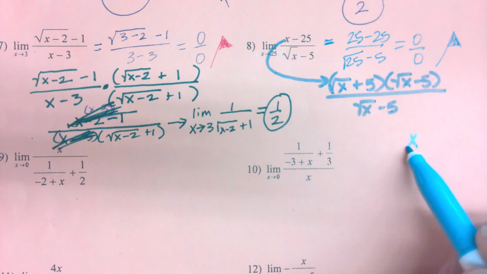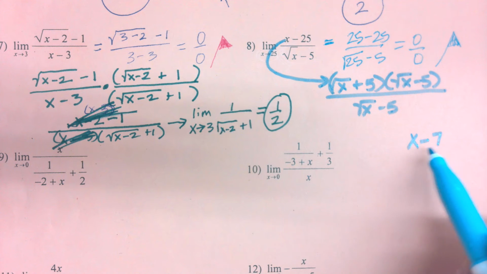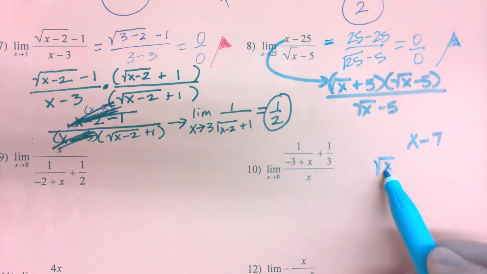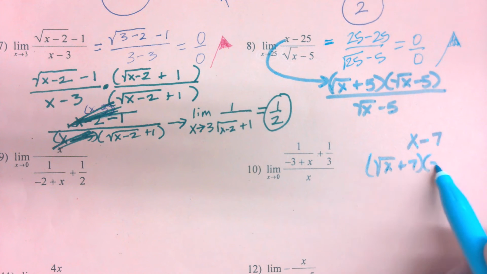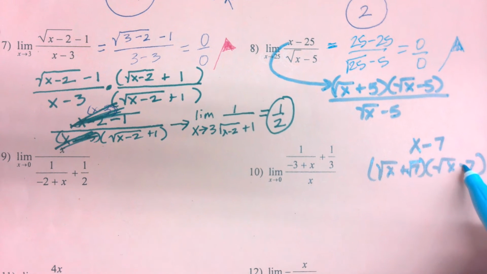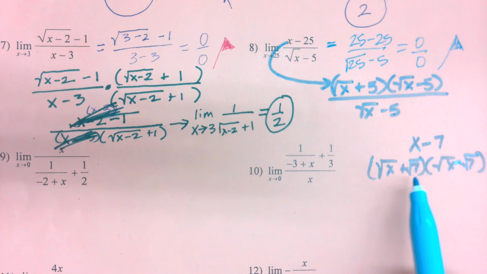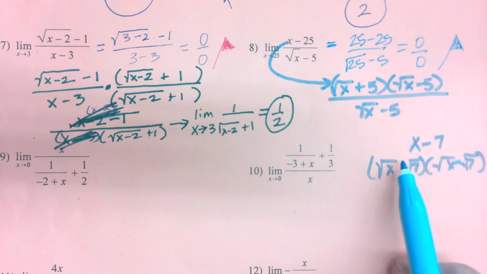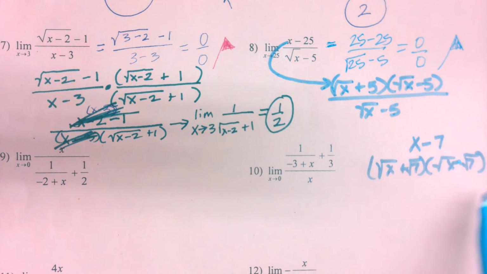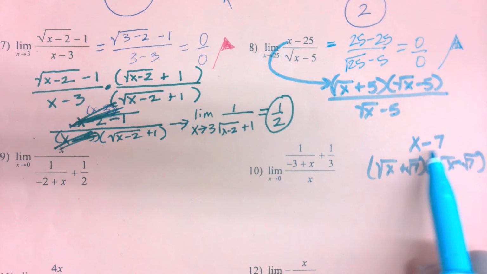If I had x minus 7, as long as it's a difference, I can write that as the square root of x plus the square root of 7 times the square root of x minus the square root of 7. Sorry, the square root of 7. I can just take the square root of each piece, and if I multiplied that all together, it would be that.